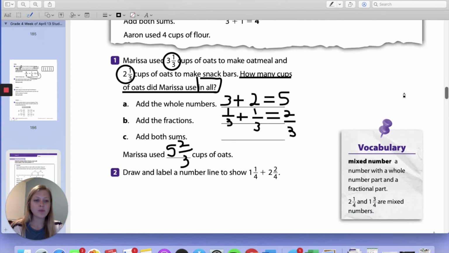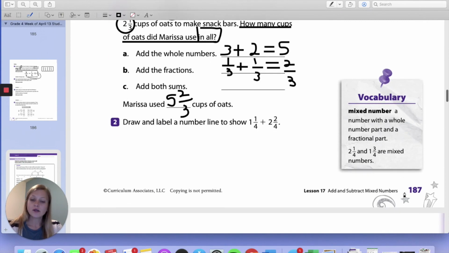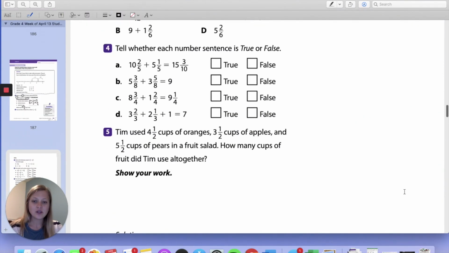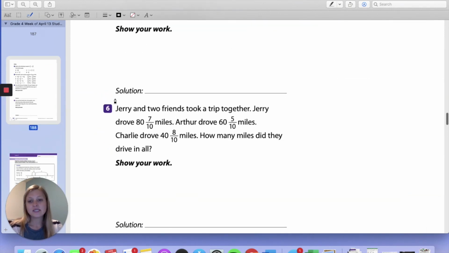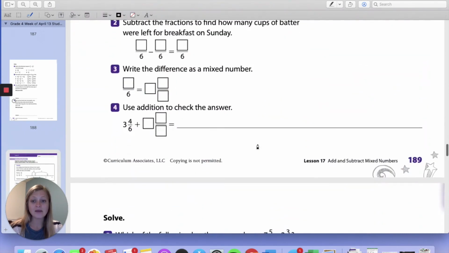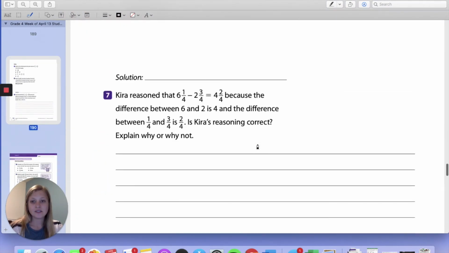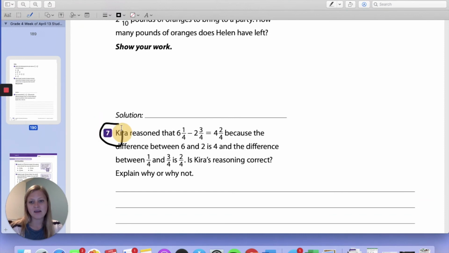I wanted to just pop right here real quick and look at this vocabulary and remind you that a mixed number is a number with a whole number part and a fractional part. So 2 1/4 and 1 3/4 are mixed numbers. So if you're also working through this packet, I would like for you to really challenge yourself with number 6. Number 6 is considered a challenge problem. And so if you are looking to really challenge yourself, I would encourage you to look at number 6 of the packet, and then also I would encourage you to look at number 7.